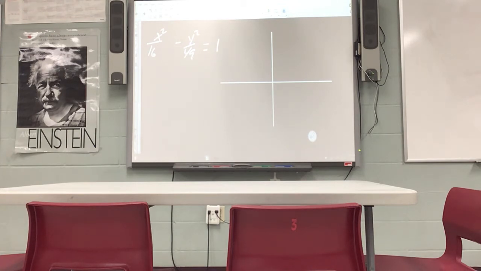Alright, so if we're horizontal, what is our curve going to look like? Okay, so it's going to point to the sides. So what's my A going to be here? 4. So I'm going to go 4, 0. See, last time we went up and down because it was a vertical one, right?